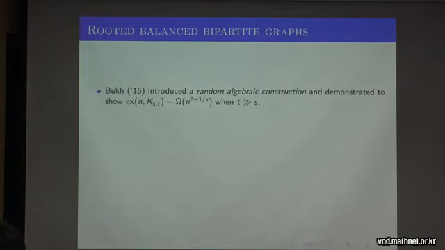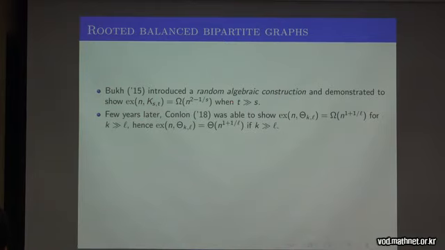So prior to explaining our main theorem, we introduce some new definitions. In his paper introducing the random algebraic construction, Bukh showed that the extremal number of the complete bipartite graph has the lower bound n to the 2 minus 1 over s when t is sufficiently larger than s. And using his random algebraic construction, a few years later, Conlon was able to show the Serre graph has the extremal number with the lower bound n to the 1 plus 1 over L when k is sufficiently larger than L.